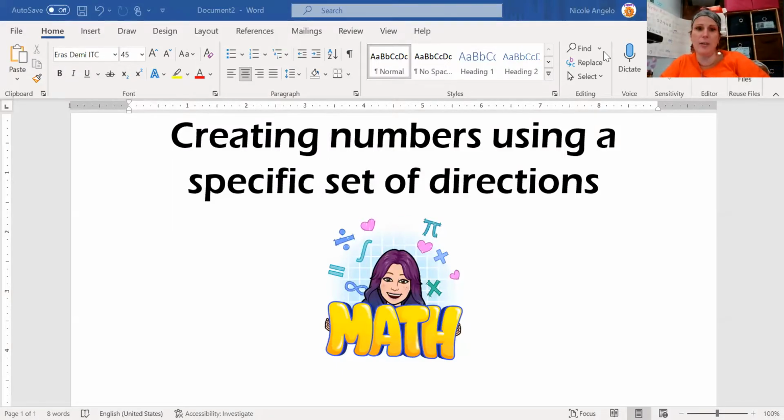I'm Mrs. Angelo, and today we're going to talk about creating numbers using a specific set of directions. All right, so we started this unit by creating least and greatest numbers, just taking a certain set of digits and creating either the greatest number or the least number that we could. So I'm going to show you what we have worked on previously, what basically led us to this point.